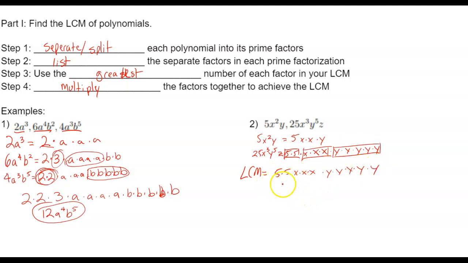And now I'm going to multiply it all together. 5 times 5 is 25. 3 x's are going to multiply to x cubed, and then 5 y's are going to multiply to y to the 5th power. So our least common multiple was actually just our second expression.